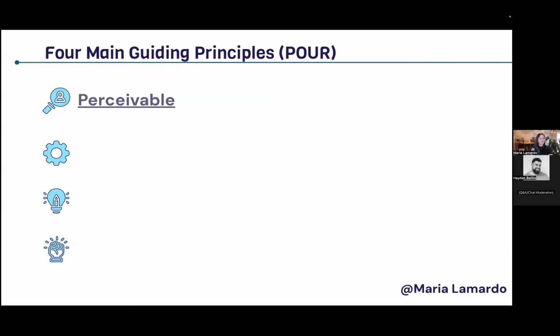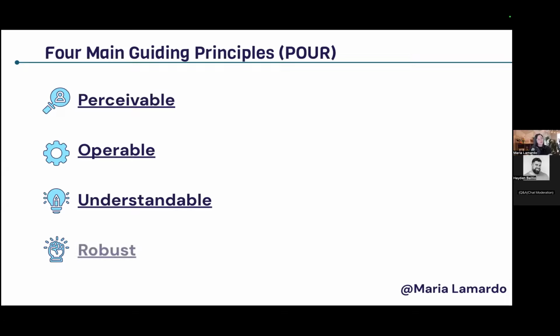The first one is perceivable. So you don't want to make something that's invisible to all the senses. Operable, you must not require an interaction that a user cannot perform. Understandable, the content and operation cannot go beyond the user's understanding. And robust, which means that all content should remain accessible as technology evolves.